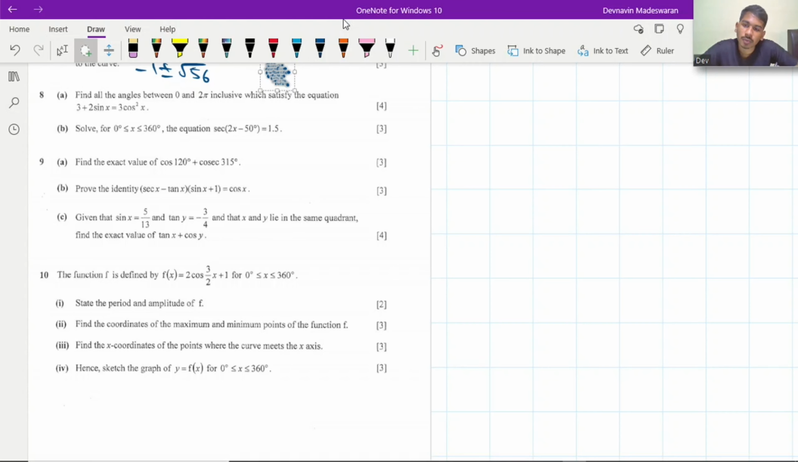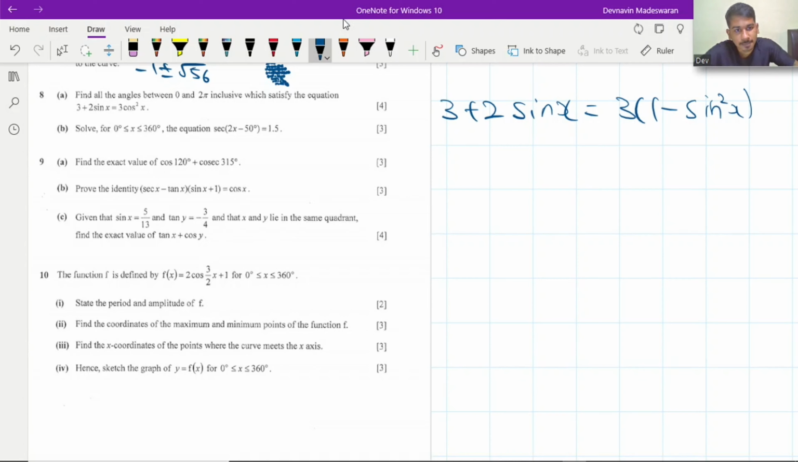I think it would be better to work with only one of them, like sine square. I see a cos square, so I can change it to a sine square. But once I change it to sine square, we have something like a quadratic equation in terms of sine. Then I could use a substitution, and then I can solve the question. 3 plus 2 sine x is equal to 3 times 1 minus sine square x, because cos square plus sine square equals 1. Then we can move everything to this side.